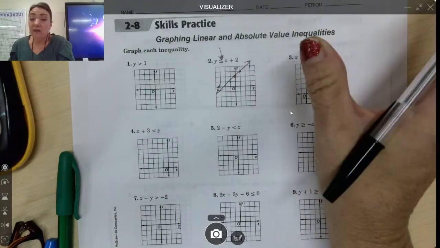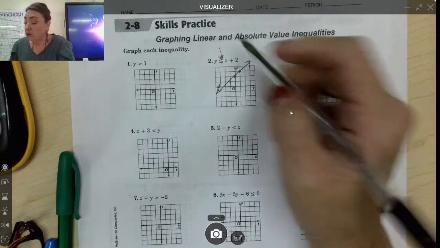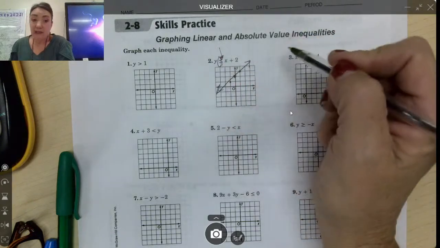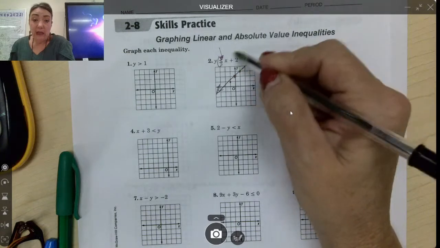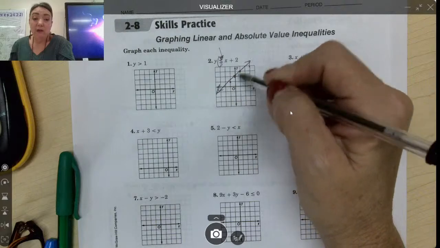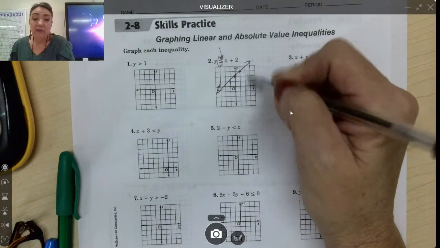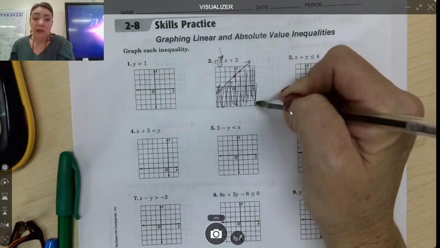Then the only thing that's different is that you're going to shade one side of your line. You're going to shade it based on what the sign says. So this says y is less than this line, okay? So that means everywhere that is underneath the line, everywhere y is less than the line, you would shade, okay?